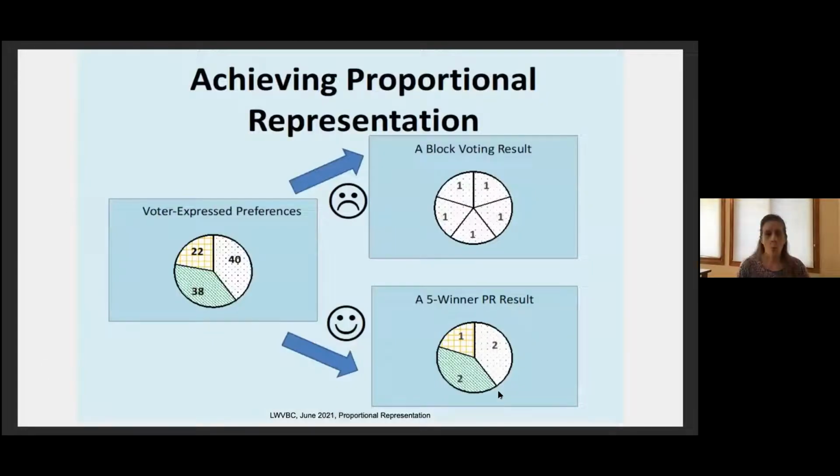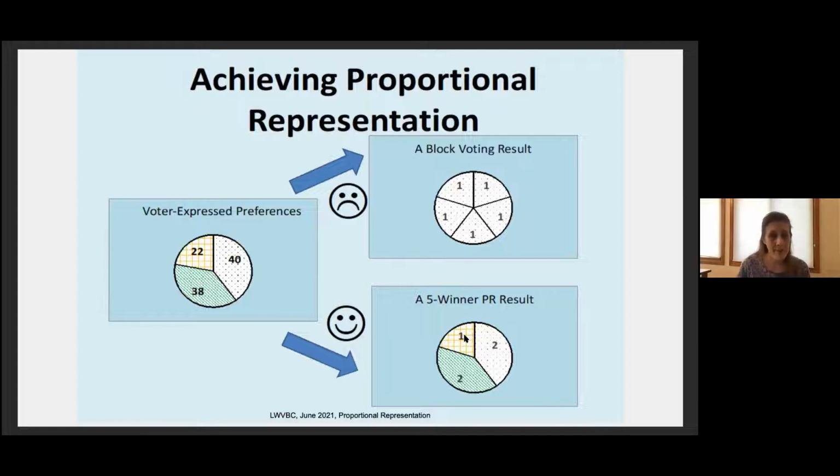So, what do we mean by proportional representation in practice? Say you have 3 sides of an issue, and the voter expressed preferences look roughly like this pie chart: 40%, 38%, 22%. So no position has a majority. And you're going to elect 5 members to somebody, say a city council. A 5-winner proportional representation result would look like this. You might expect each of the 2 major factions to get 2 seats, and then a minor faction to get 1 seat. That would make everybody in the electorate feel represented.